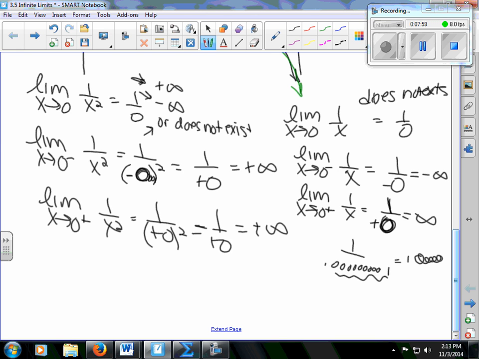Does it always work out that from the left you get negative infinity and from the right you get positive infinity? No, it does not. That happened in this case. It does not happen in all cases. Please don't assume that. I will make a question for sure in which that does not happen.